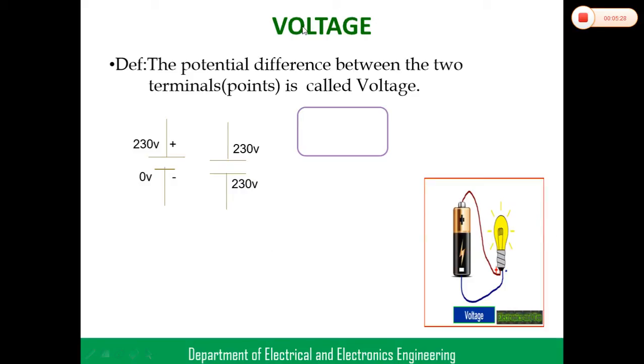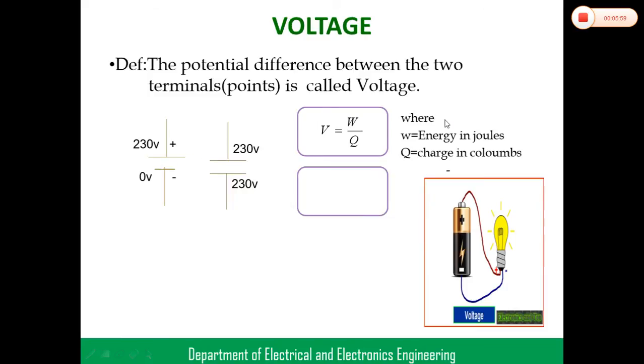So that is voltage. If you have a potential difference, then only the current passes. Without potential difference, there is no current through the circuit. It's a small example, 230 and 230. If we have the same potentials, the potential difference between these two is 0, so there is no current through the circuit. If you provide a potential difference between two points, then only the current passes through the circuit, right?